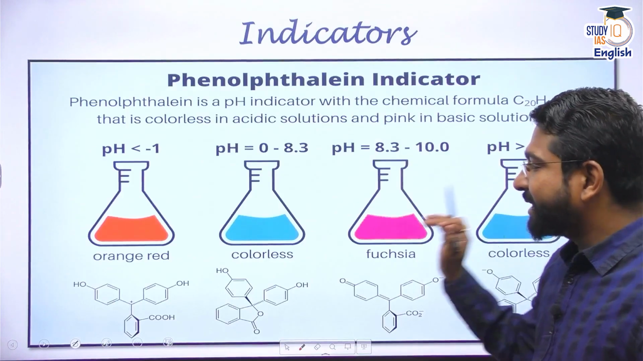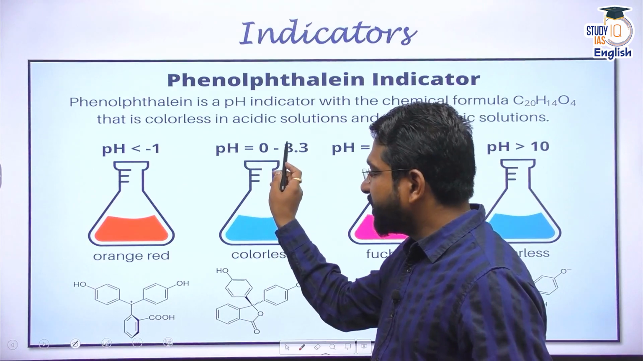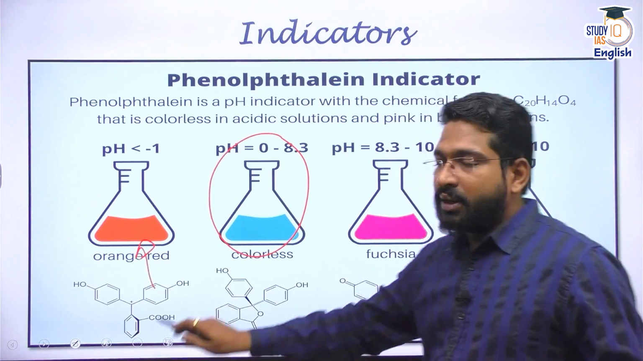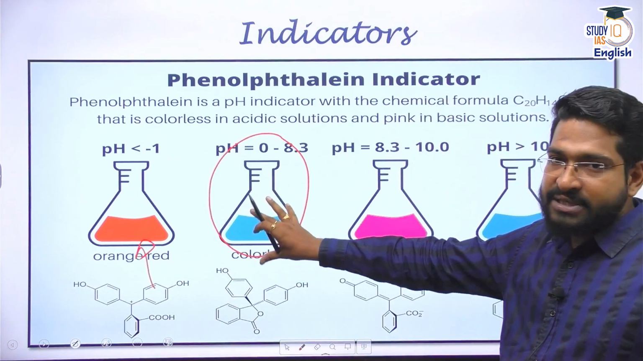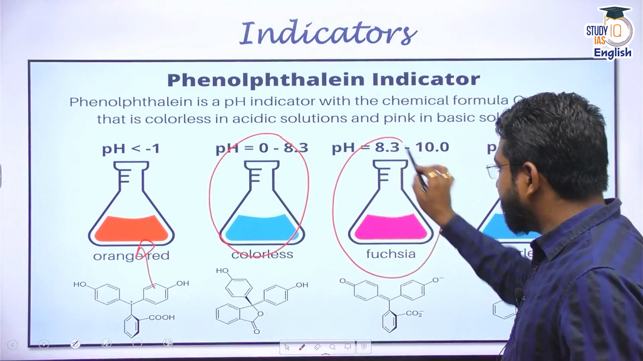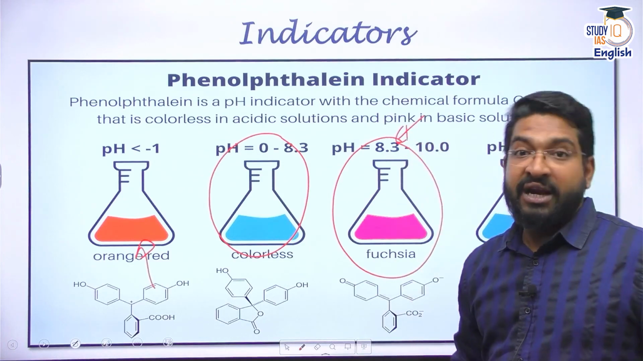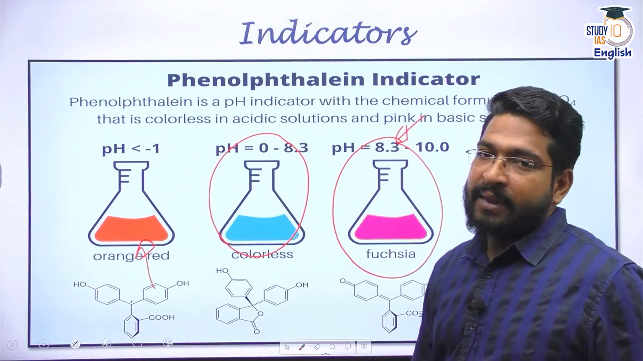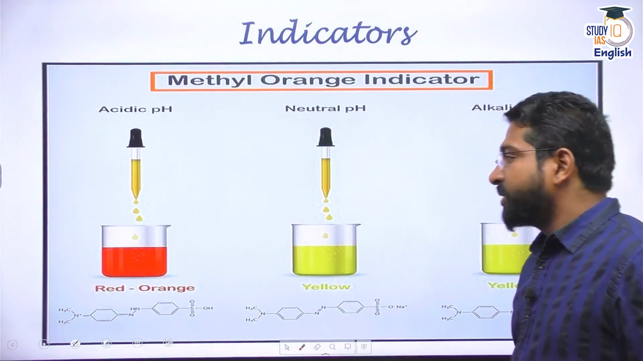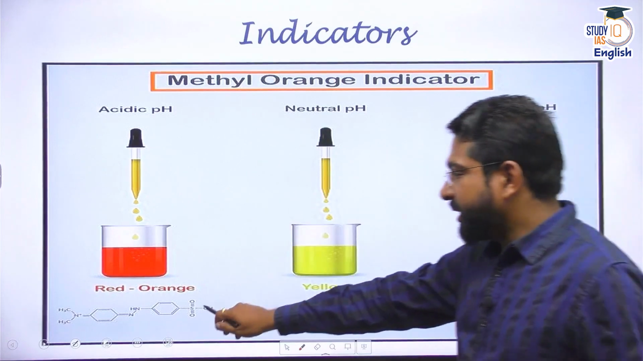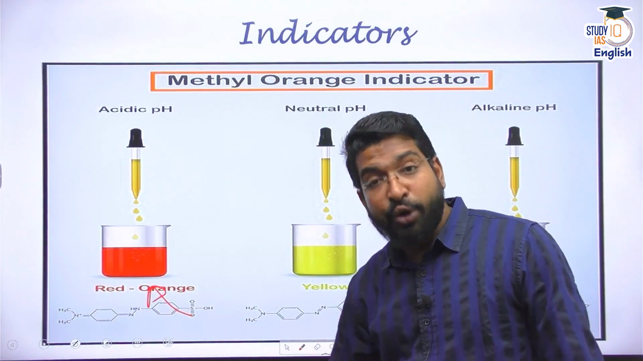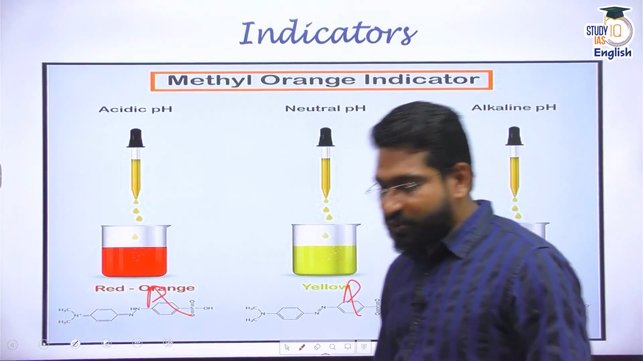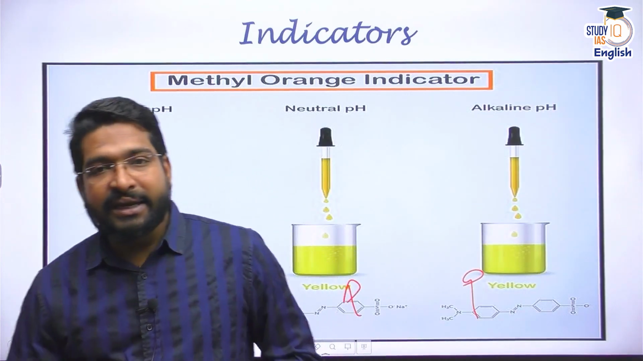Phenolphthalein is generally colorless. That means in acidic medium, it remains colorless. In very extreme acidic, it becomes orange color. In normal acidic, it becomes colorless. And in basic, it gives you pink color. And if it is a very, very strong base, then it becomes colorless again. Methyl orange in acidic pH gives you red orange color, but normally it has yellow color. In base and in neutral pH, it is yellow in color. So we have created some synthetic indicators as well.